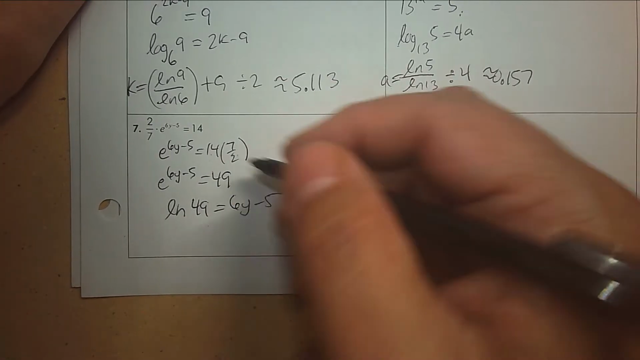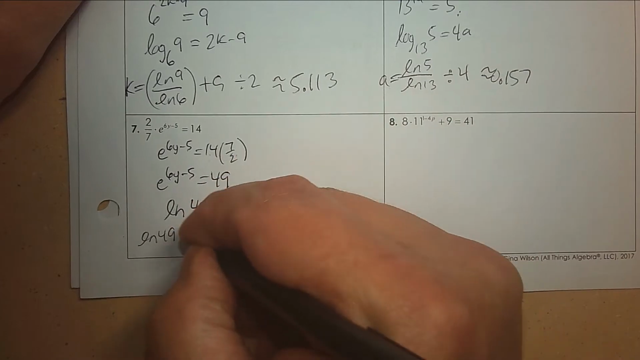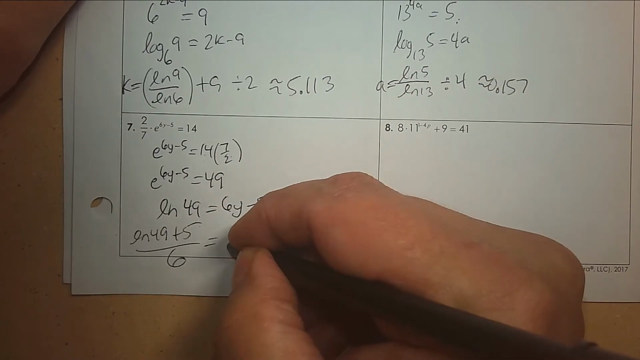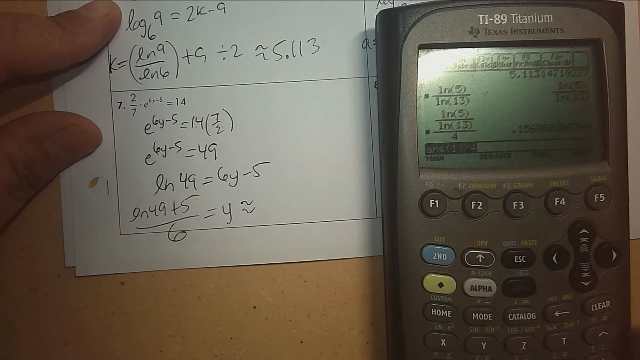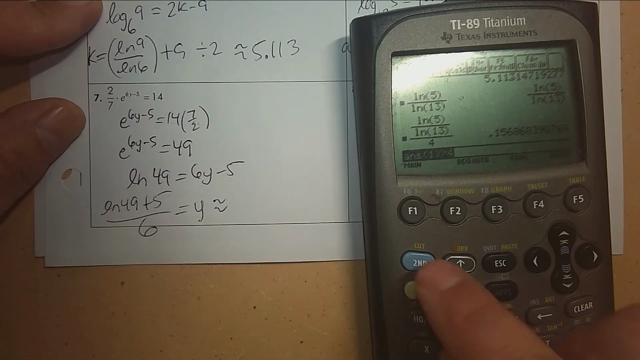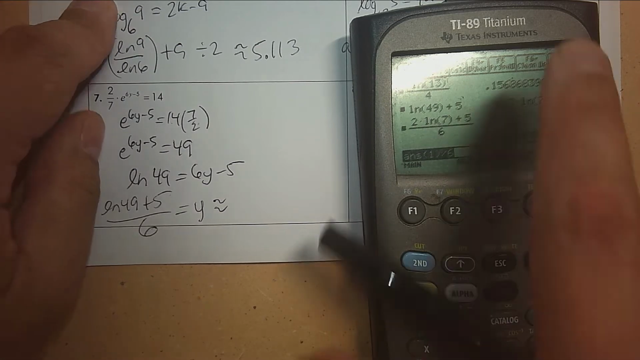Next, I need to get y by itself, so I'm going to take the ln 49. I'm going to add 5 and divide by 6. So it's ln 49 plus 5, and then divide by 6. So 1.482.